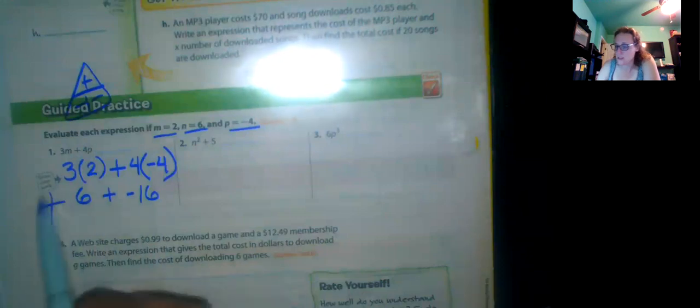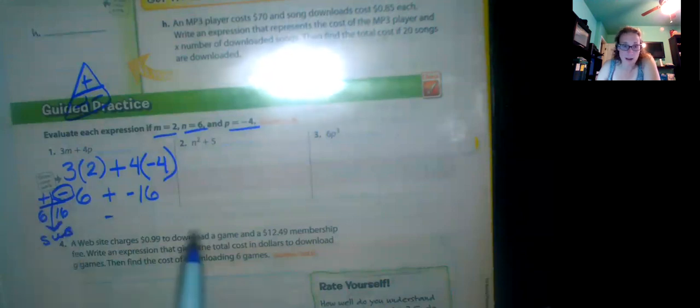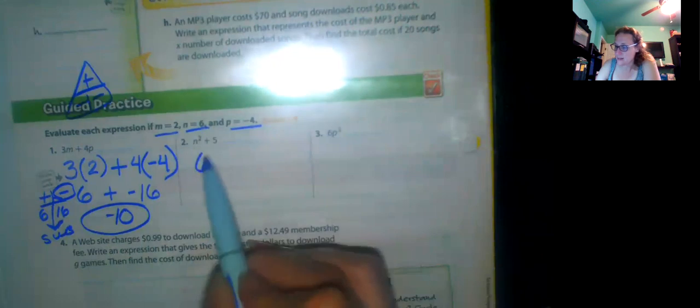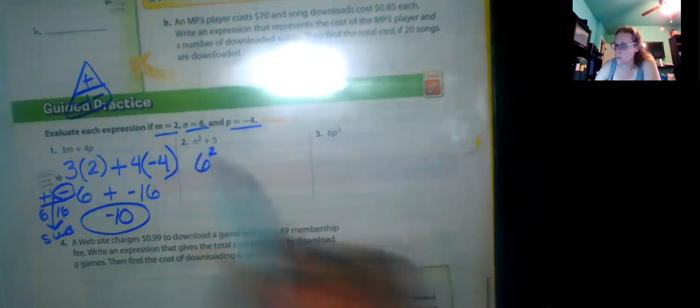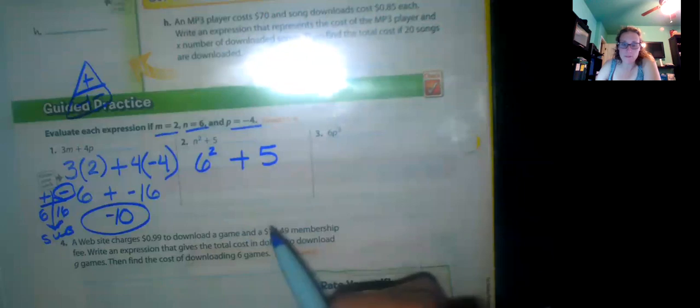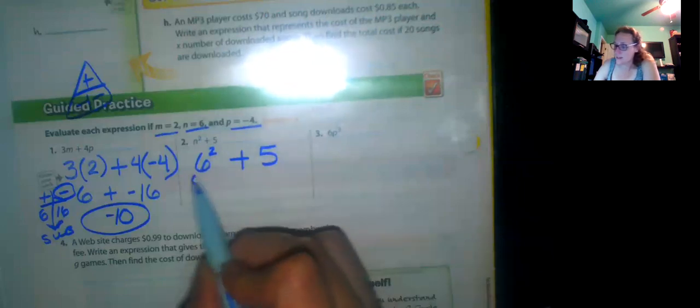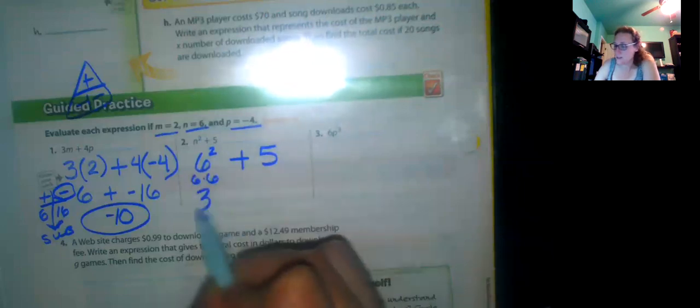So use your T-chart. So you have a +6 and a -16. So 16 is bigger, so we know our answer is going to be negative. And because they're on opposite sides, that does tell us to subtract. So 16 take away 6 is 10. And so -10 is your answer. Okay, let's look at the next one. N squared. So N is 6. So we're going to square that because that's part of the problem. And then, of course, plus 5. So 6 squared, that tells us 6 times 6, which is 36.